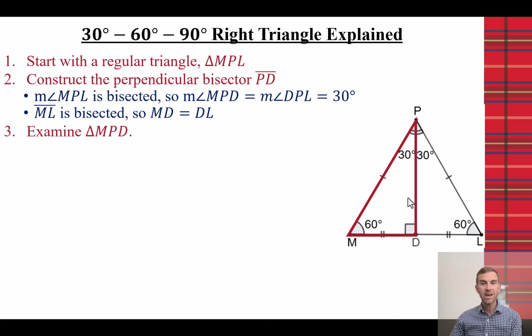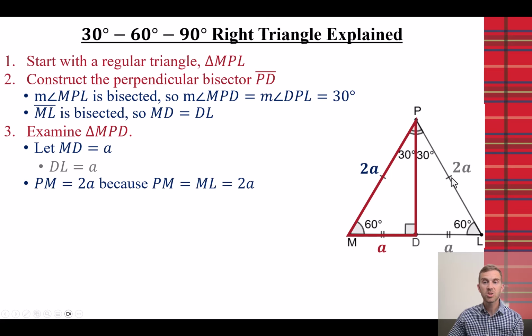So we don't have any given measurements, so we can call segment MD, this segment here, A. By the segment addition postulate and by the relationships we have, we know that DL has to also be A, which means that entire length from M to L is 2A, which means all three sides of our equilateral triangle are 2A. There's our doubling, right? A compared to 2A.